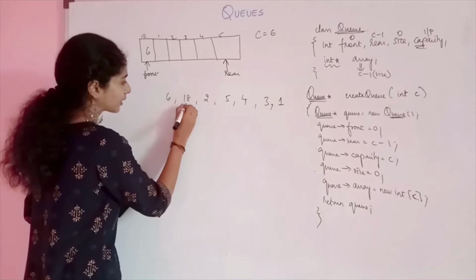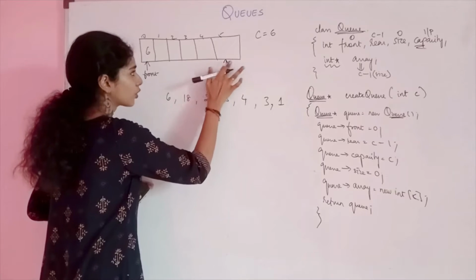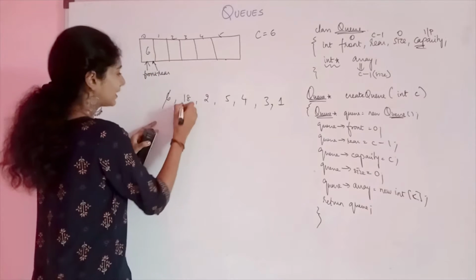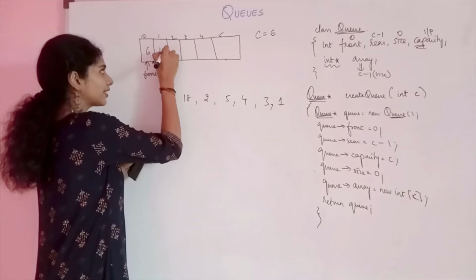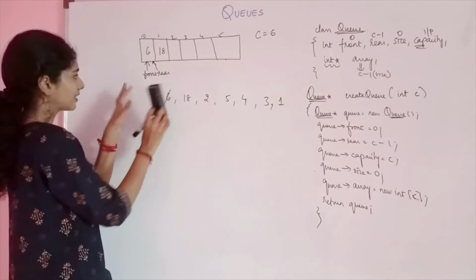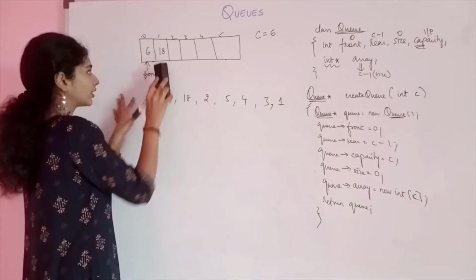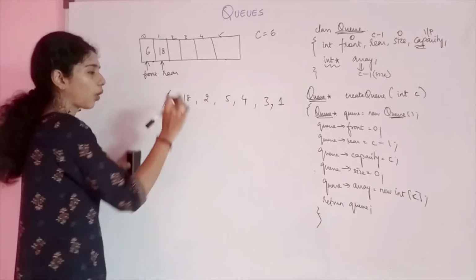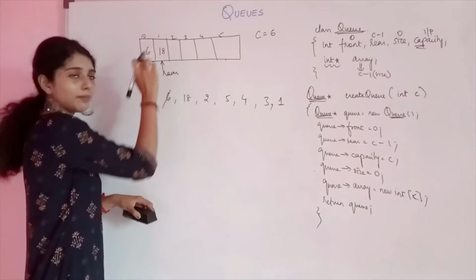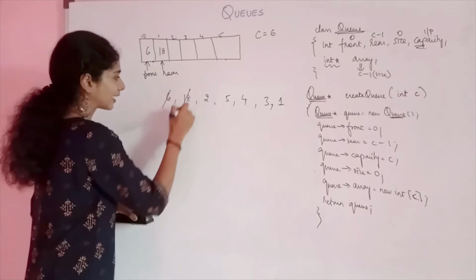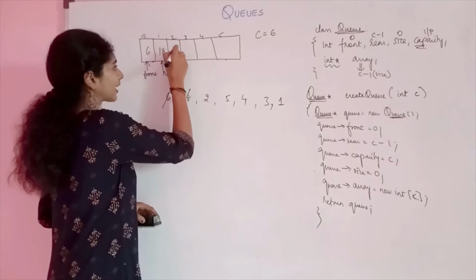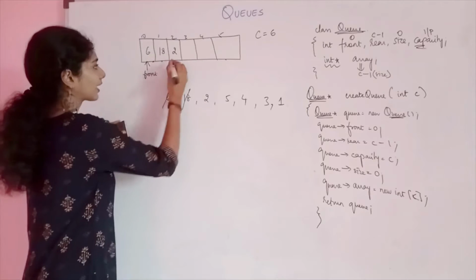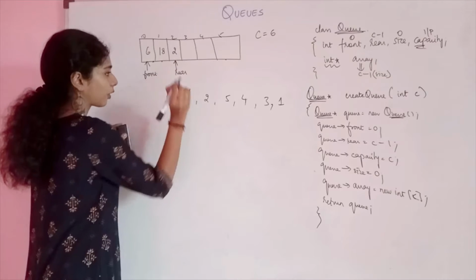So then what will happen? The rear end is going to be right here. And then 18 comes in. When I insert 18, front is going to remain the same, but only the rear pointer will go back here. Rear will always point to the last most element that is present in the queue. Then 18 is inserted, and then comes 2. I try to insert 2 right now. The rear pointer will again increment, and this is going to be my rear pointer.